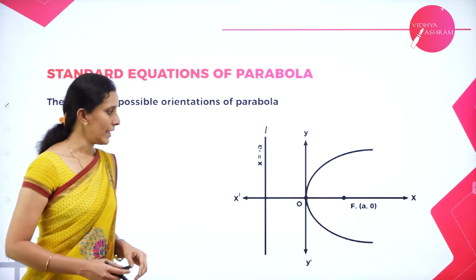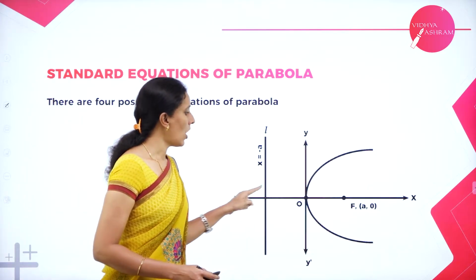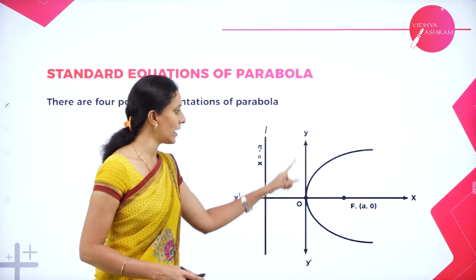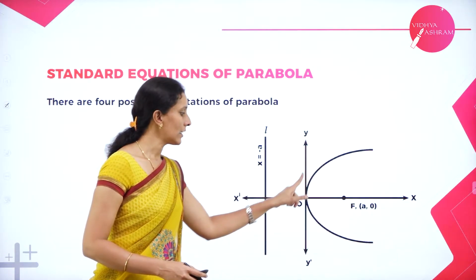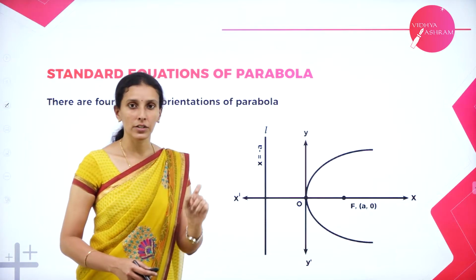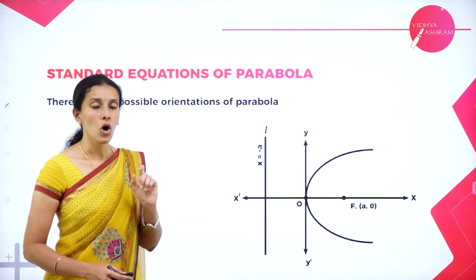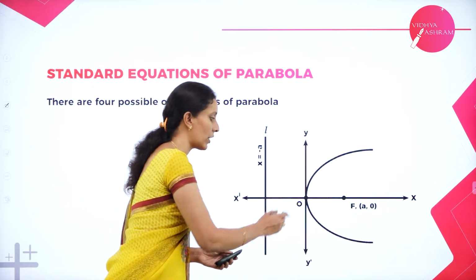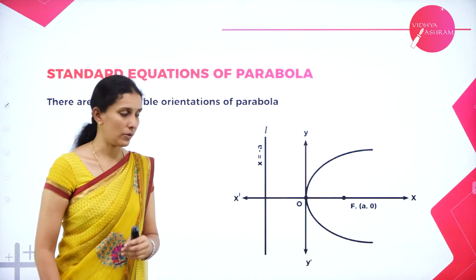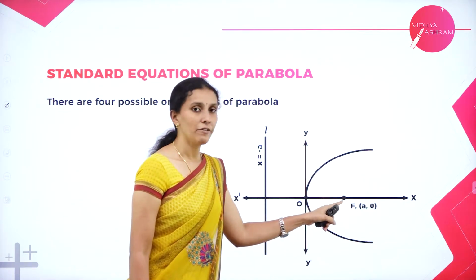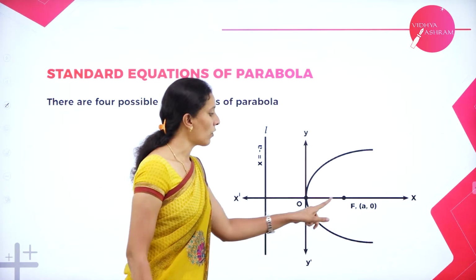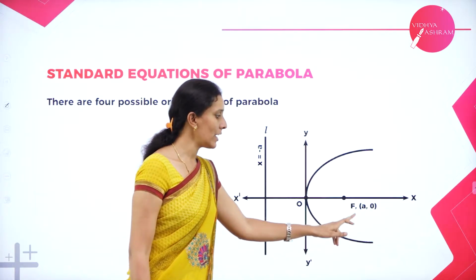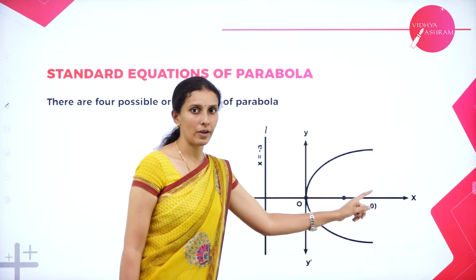In the first case, you can see here the origin is called the vertex of the parabola. Wherever the x and y axes and the curve of the parabola touch, it is called the vertex of the parabola. Always we take the vertex as the origin, so the vertex is 0, 0. And I said it has a focus. Clearly the focus is here on the positive x-axis. On the positive x-axis, any point can be represented in the form a, 0.